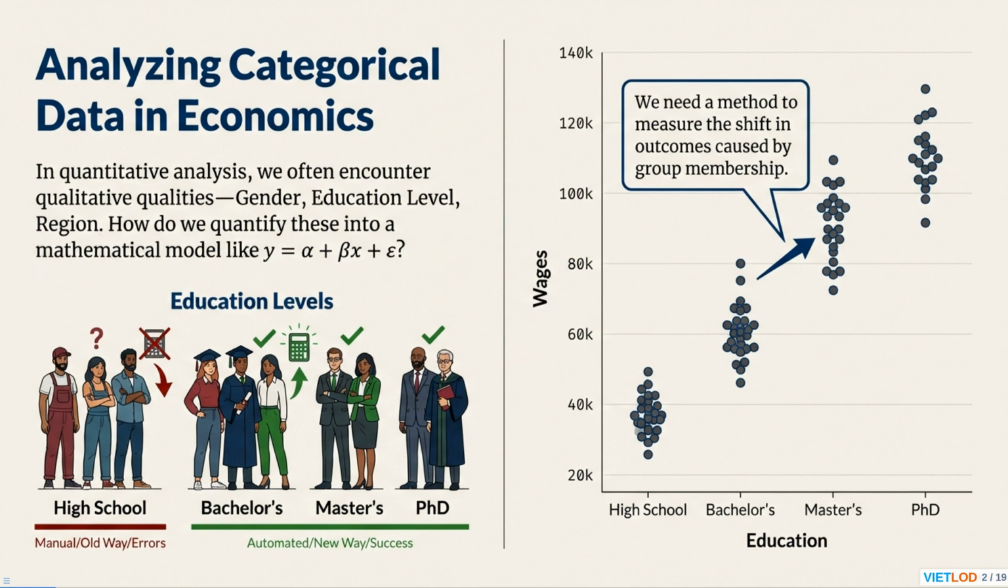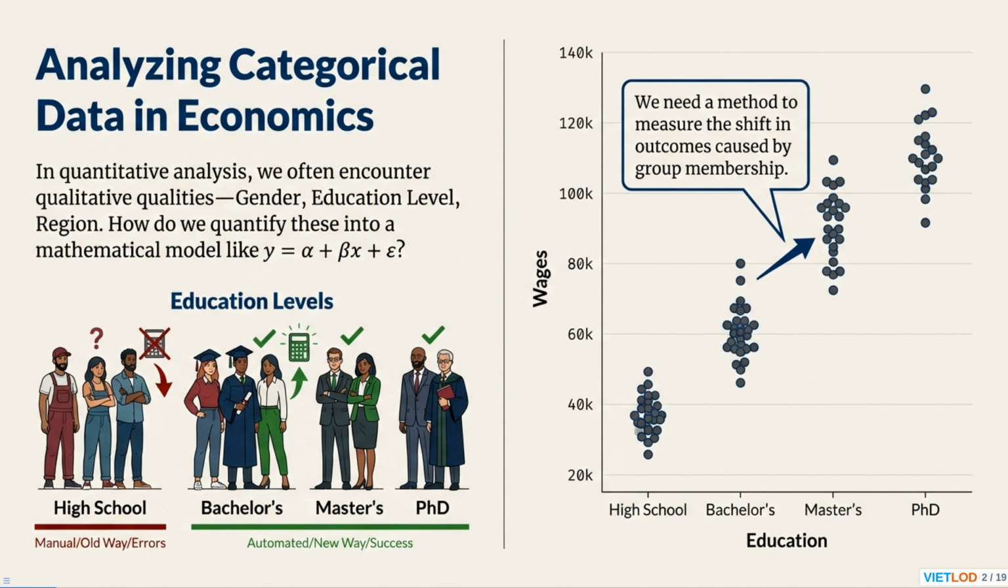Welcome to our session on analyzing categorical data in economics. In quantitative analysis, we often work with qualitative traits like gender, region, or education level. The fundamental challenge is quantifying these into a mathematical model, such as a linear regression where y equals alpha plus beta x plus epsilon. On the right, we see a scatter plot of wages across different education levels.